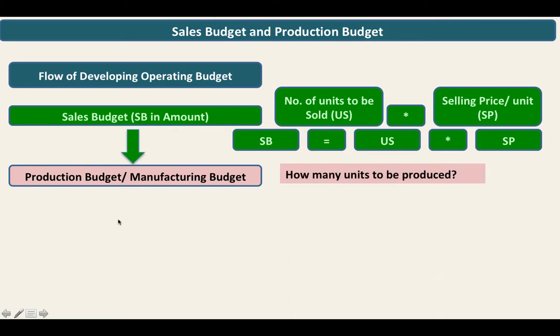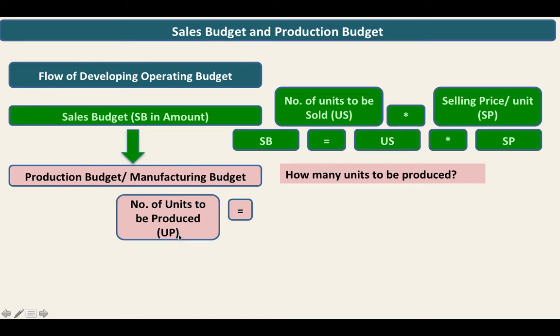The production budget will now be based on your sales budget. The production budget determines how many units to be produced based on your sales budget. So we can have this formula: the number of units to be produced is equivalent to, basically, the number of units that can be sold. However, we have to know also the inventories, because the inventory is a consideration in determining the number of units to be produced.